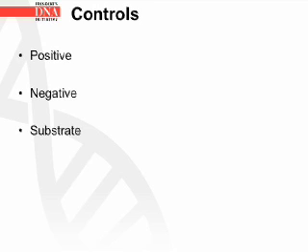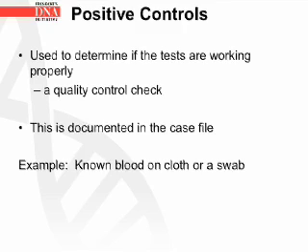Controls are a very important part of any testing. There are positive controls, negative controls, and substrate controls. Positive controls are used to determine if the tests are working properly. They are a quality control check, and this is usually documented in the case file. An example of a positive control will be known blood on cloth or a swab.